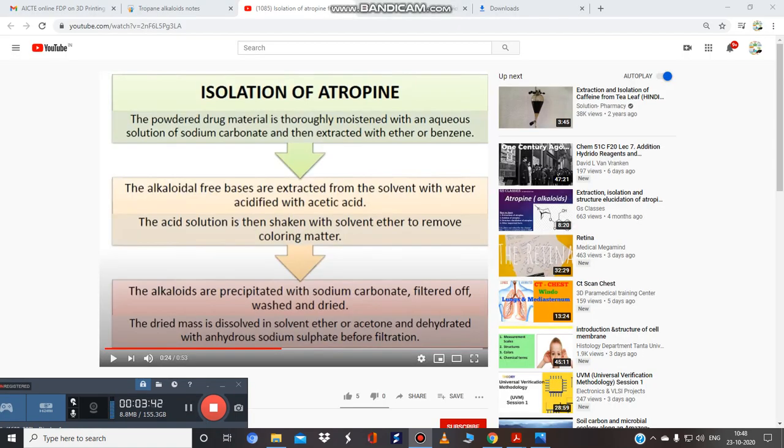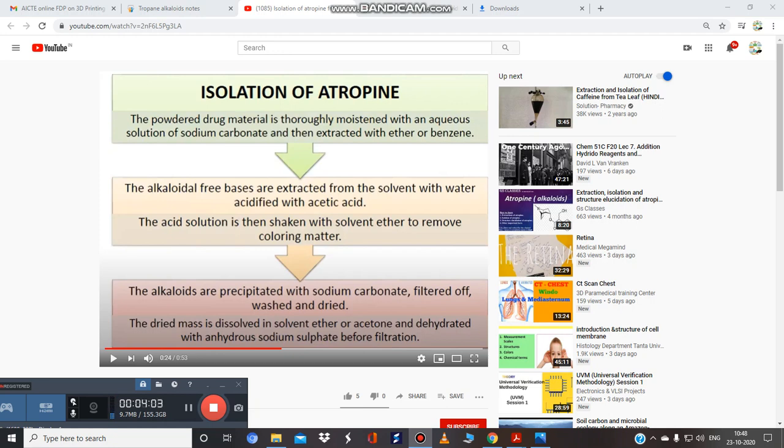There is another procedure for the isolation of atropine. Again the principle remains the same. You add a basic substance, it frees the alkaloid. You add an acidic substance, it forms salt. So by this addition of acid or base, alkaloids are precipitated out in different ways. So let's see the isolation of atropine.